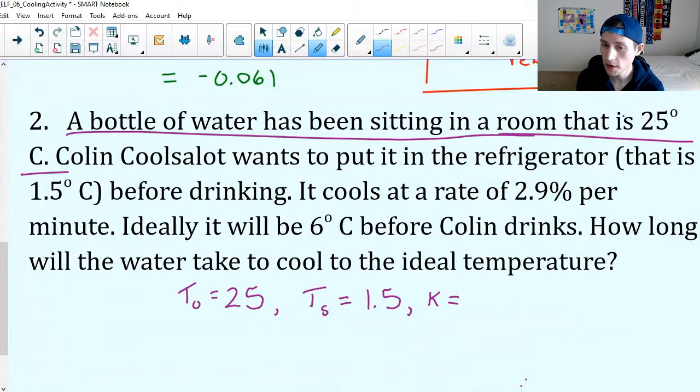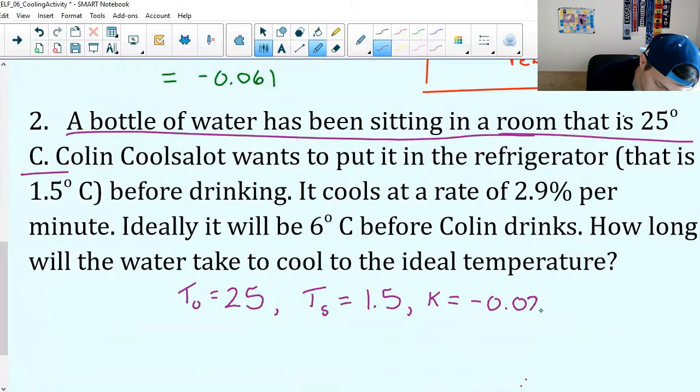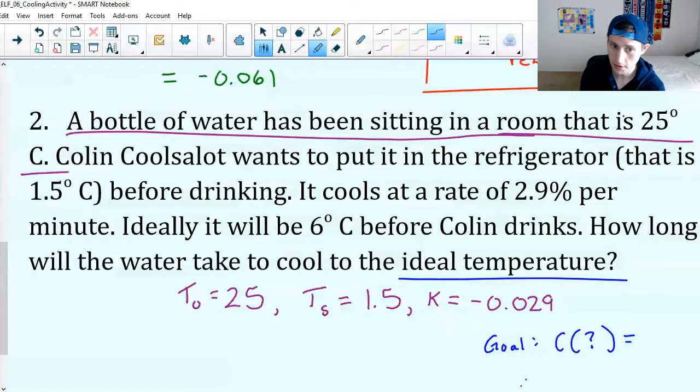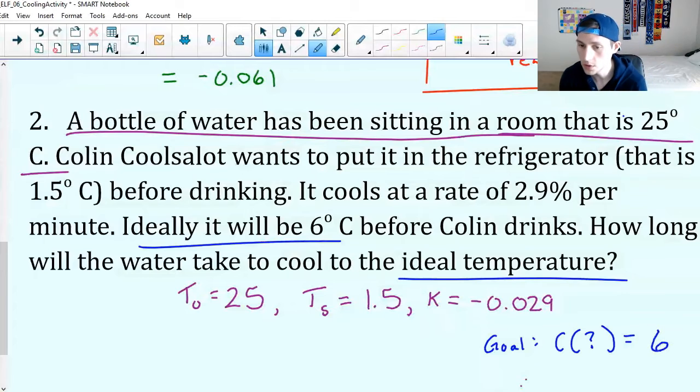K is 2.9% per minute. So not only do we have to change that to a decimal, 0.029, but we also need to make it negative. All right, since it is cooling, it's decreasing, so that K has to be negative. And our goal is to figure out how much time it will take to reach the ideal temperature, which in this case is 6. So the goal is, how long will it take to hit 6 degrees?